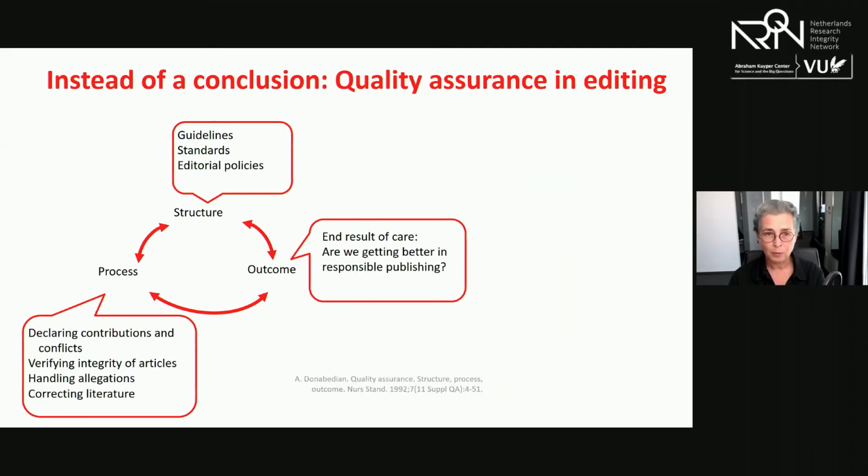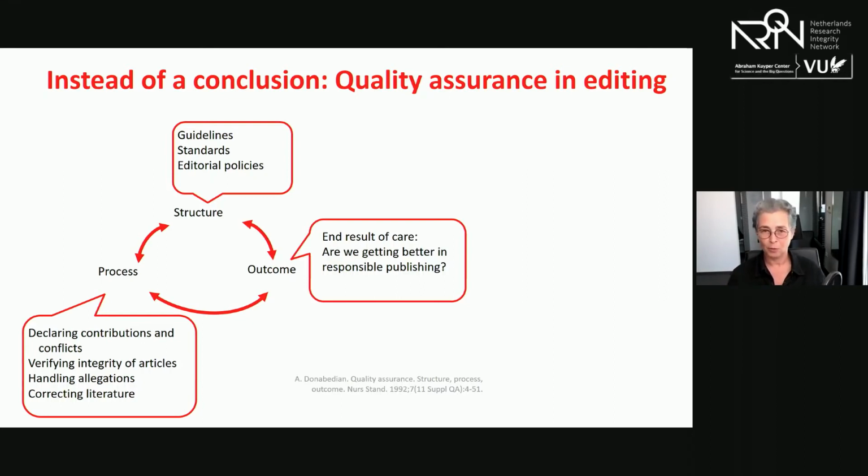So for us, when we talk about quality assurance in editing, and this is coming back to the quality check question that was asked to Serge, it's very difficult. I always think about it in kind of medical terms, and this is the structure, process, outcome framework that is applied to quality assurance in medical care. And we can also apply it to editing.